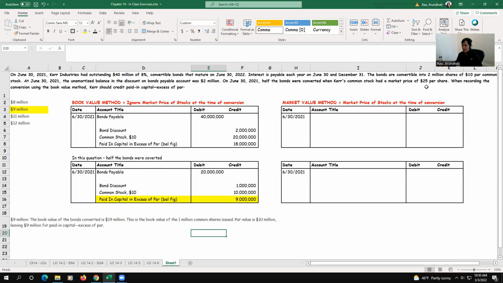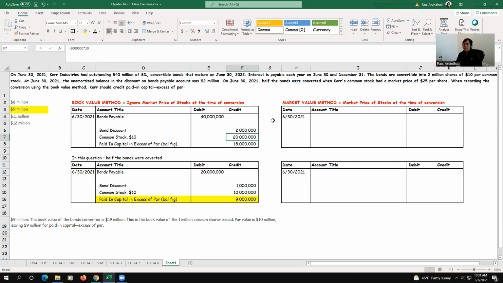We ignored the $25. So bonds payable at face value are debited. Bond discount, whatever's unamortized, is credited. Common stock, if there is a par value, can be credited only to the extent of par value, and that's 20 million, 2 million shares times 10. The balancing figure is paid-in capital in excess of par, for 18.